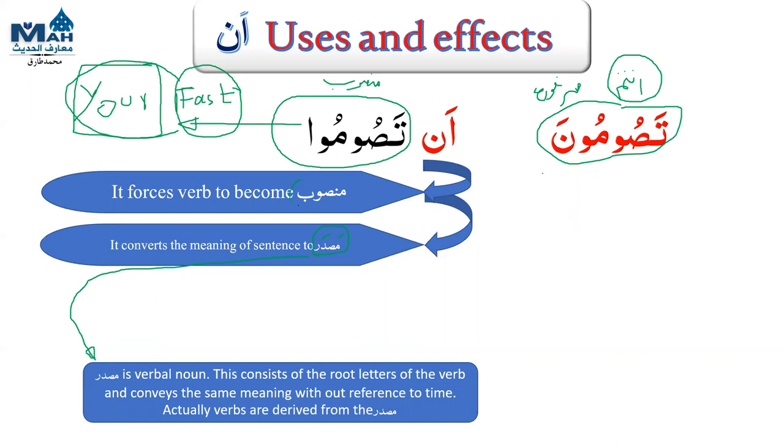First, mansub is very clear. The second is a new thing for all the students, so don't take it heavily, inshallah. Today we will practice some ayat from the Quran, and you will feel how they change their meaning. Remember, when an is attached to the fil mudare, it becomes mansub. And second, in meaning, you remove the timing, whether past, present or future. There will be no such attachment.